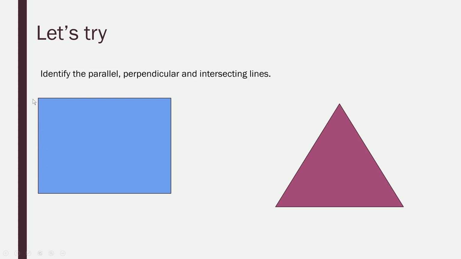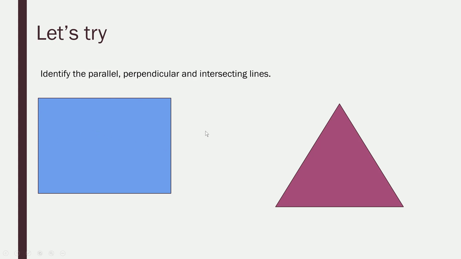In the rectangle, as we covered previously, we have two sets of parallel lines. The top line and the bottom line, and then the right side and the left side. So we have two lines that are horizontal, and two lines that are vertical, and those are all parallel to each other.